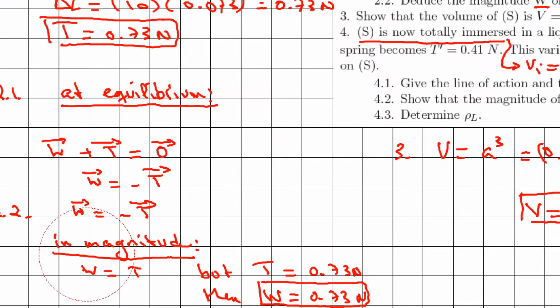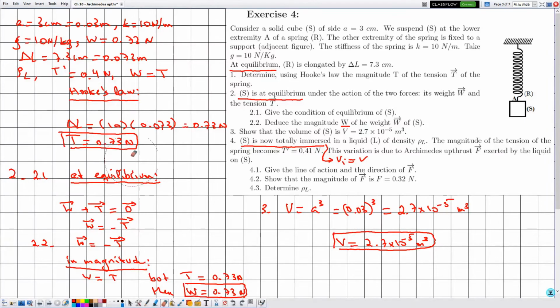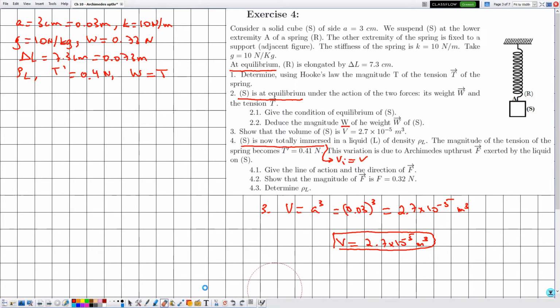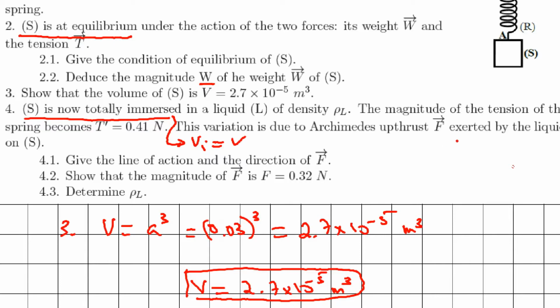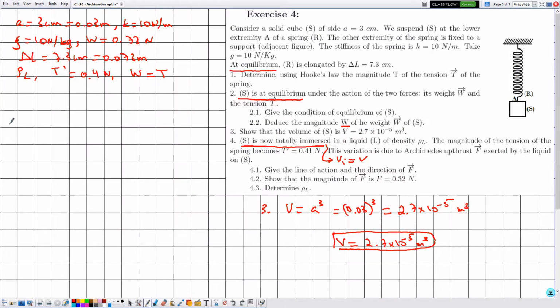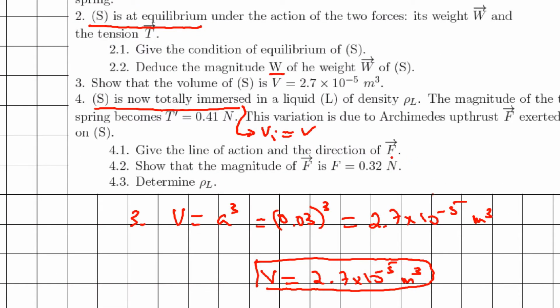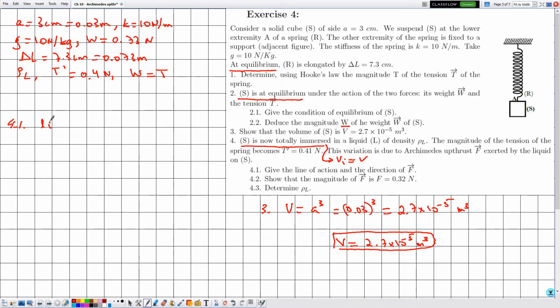This equation we have used here. This variation is due to the Archimedes upthrust force F exerted by the liquid on S. Give the line of action and the direction of F. We know always that F acts vertically upward, opposing the force of gravity. So the line of action is vertical, and the direction is upward.